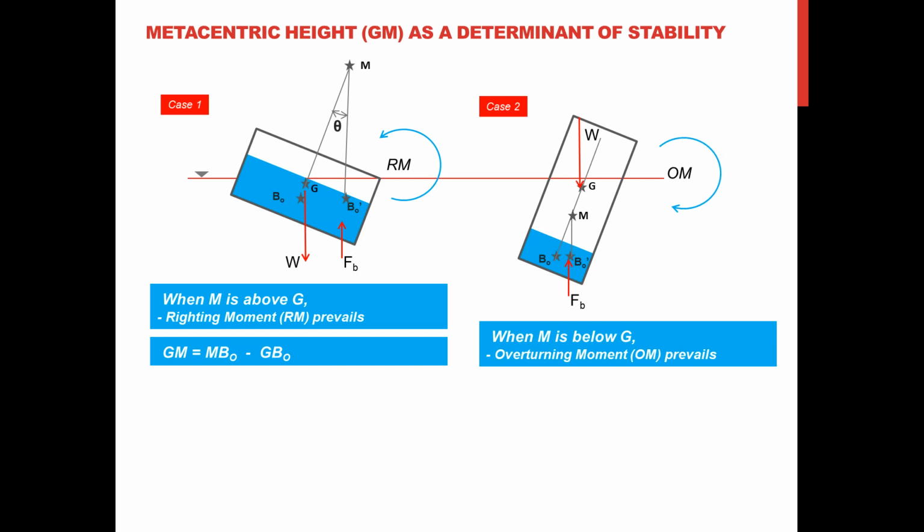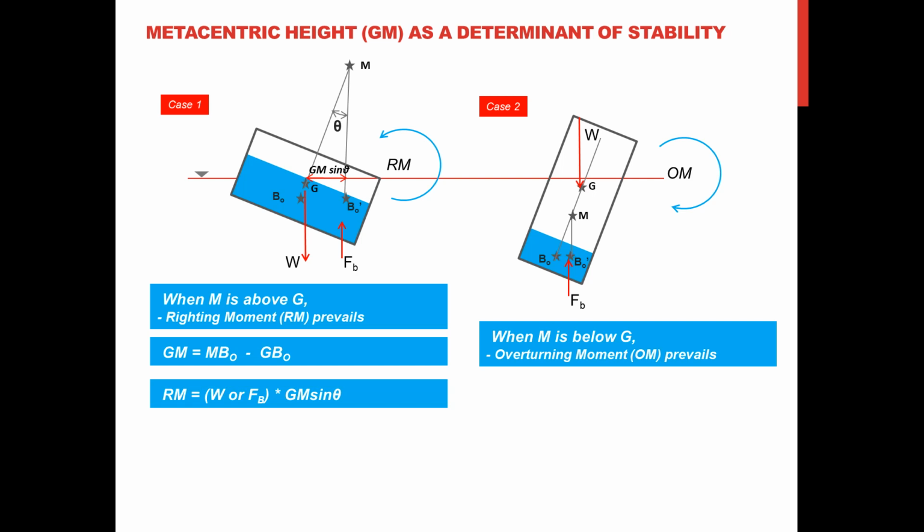So in here, we can also refer to this distance. So we need that distance to get the couple. So therefore, that distance by function of sine would be equal to GM sine theta. So therefore, the righting moment will be equal to either you use the weight or the buoyant force multiplied by GM sine of theta.